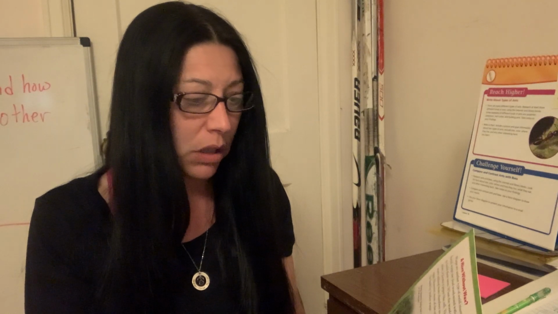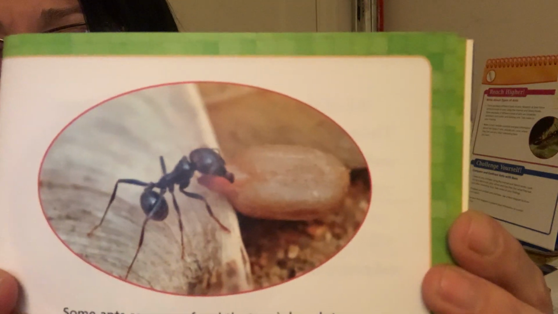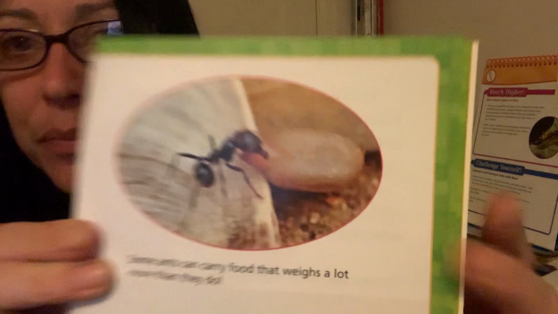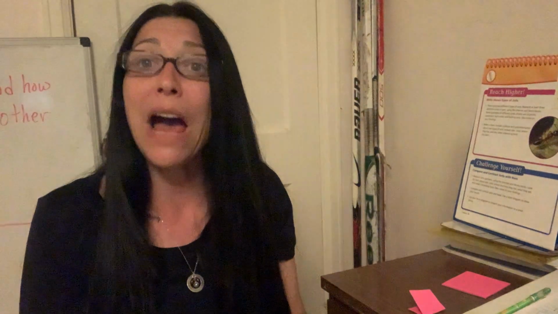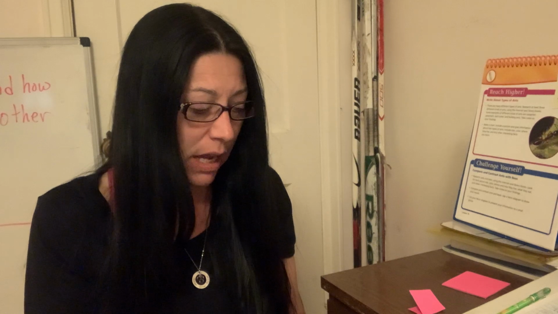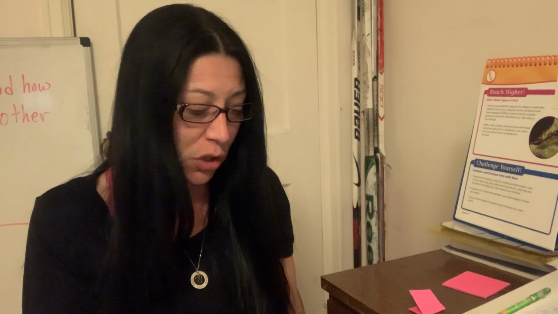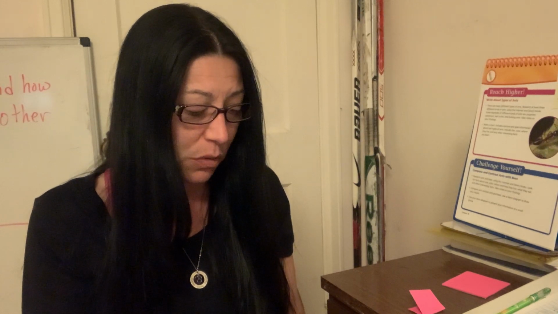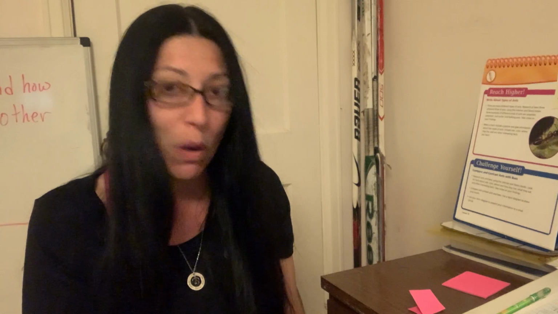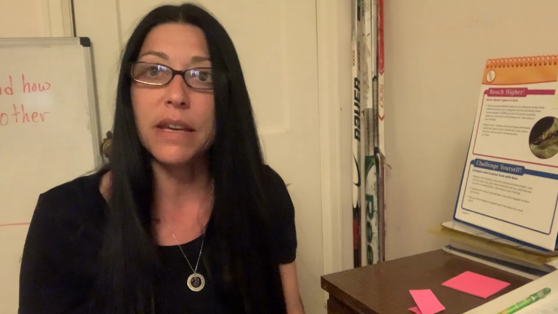Some ants can carry food that weighs a lot more than they do. Here's a picture of an ant. Look at how large that piece of food is that he's carrying. A group effort. Many worker ants help feed the community. When food is scarce near the nest, the ants hunt further from home. They make their trail with a special scent. More workers follow the scent to the food and use it to find their way back home. They share the food with the rest of the ants in the nest.